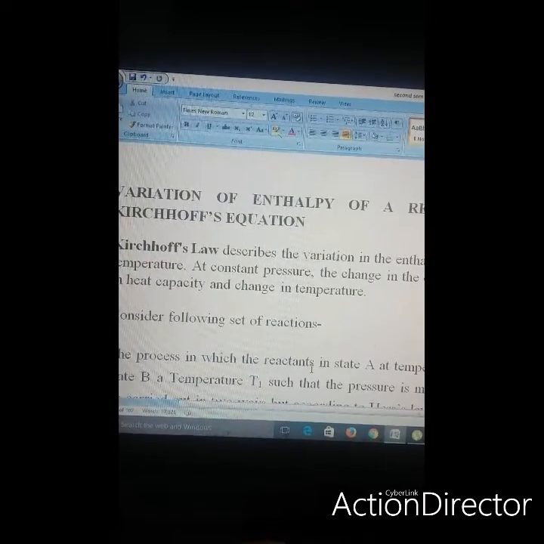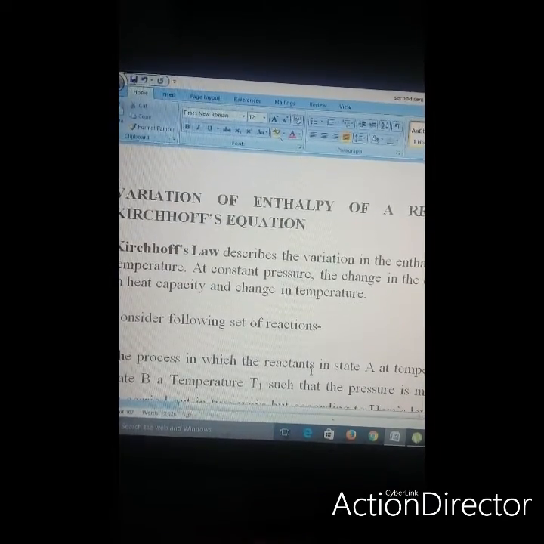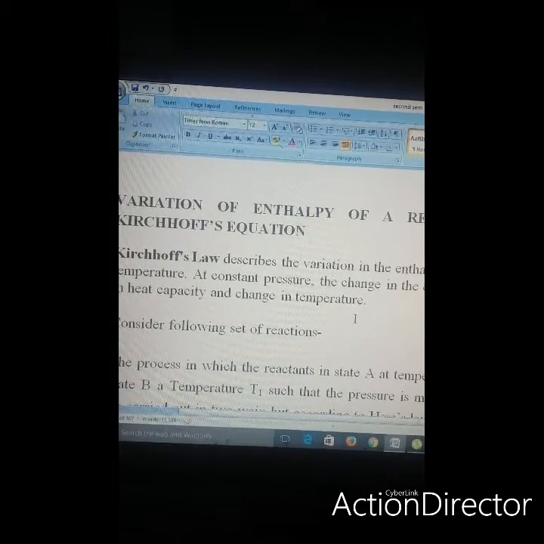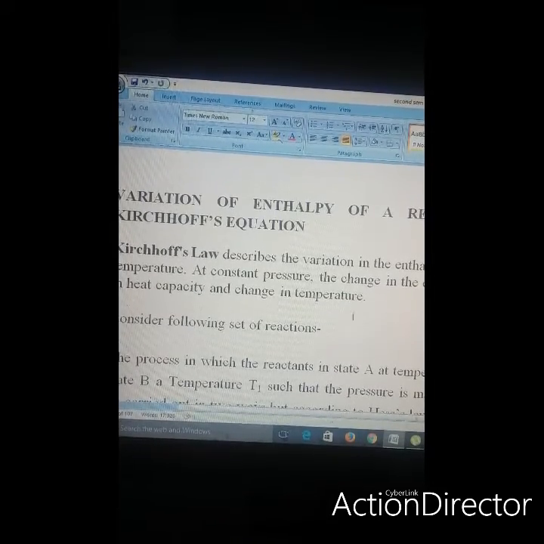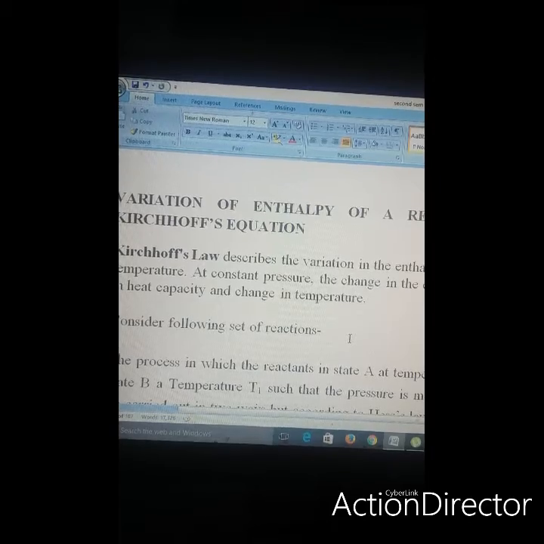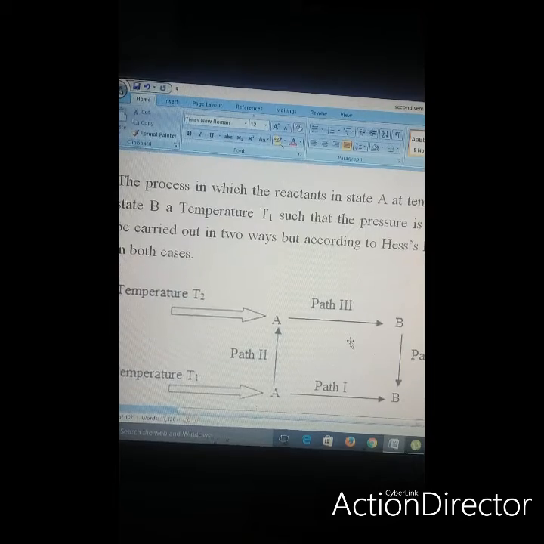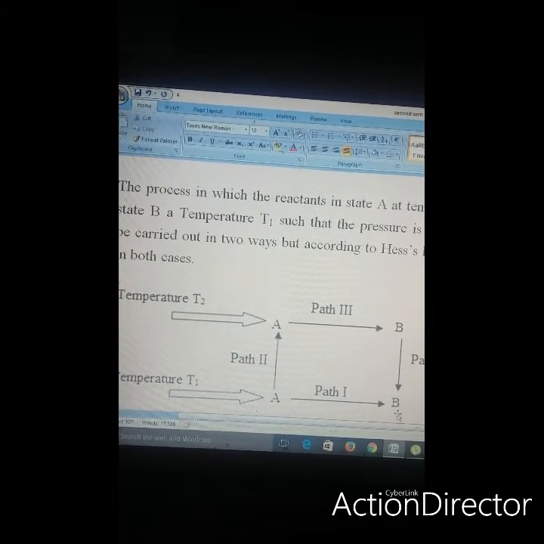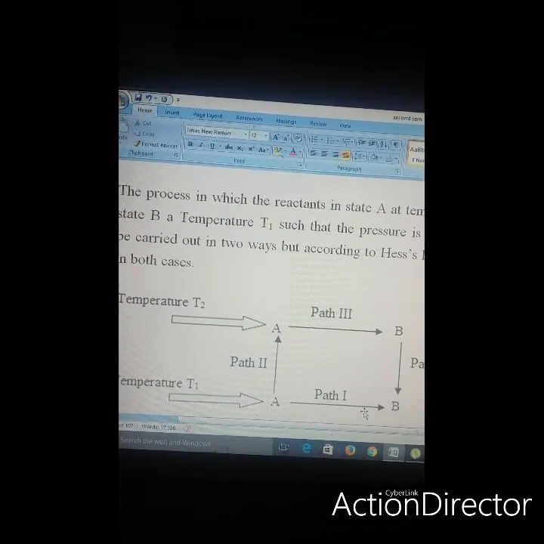Now let us talk about Kirchhoff's law. This law was given by Gustav Kirchhoff, and it tells you the relationship of the variation of enthalpy of a reaction with temperature. At constant pressure, the change in enthalpy of reaction will equal the change in heat capacity times the change in temperature. Let us consider the following set of reactions, in which a reactant A, which is at temperature T1, gets converted into product B at the same temperature T1, such that the pressure is maintained constant.